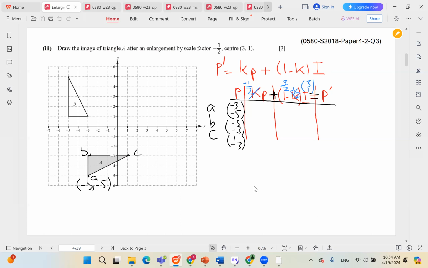So -half times P, this gives us +1.5 and +2.5. And then here, +1.5, +1.5. We're just multiplying everything by -half. This here would be -half and +1.5. And then for 3/2 times vector I, this would be 4.5 and 1.5.